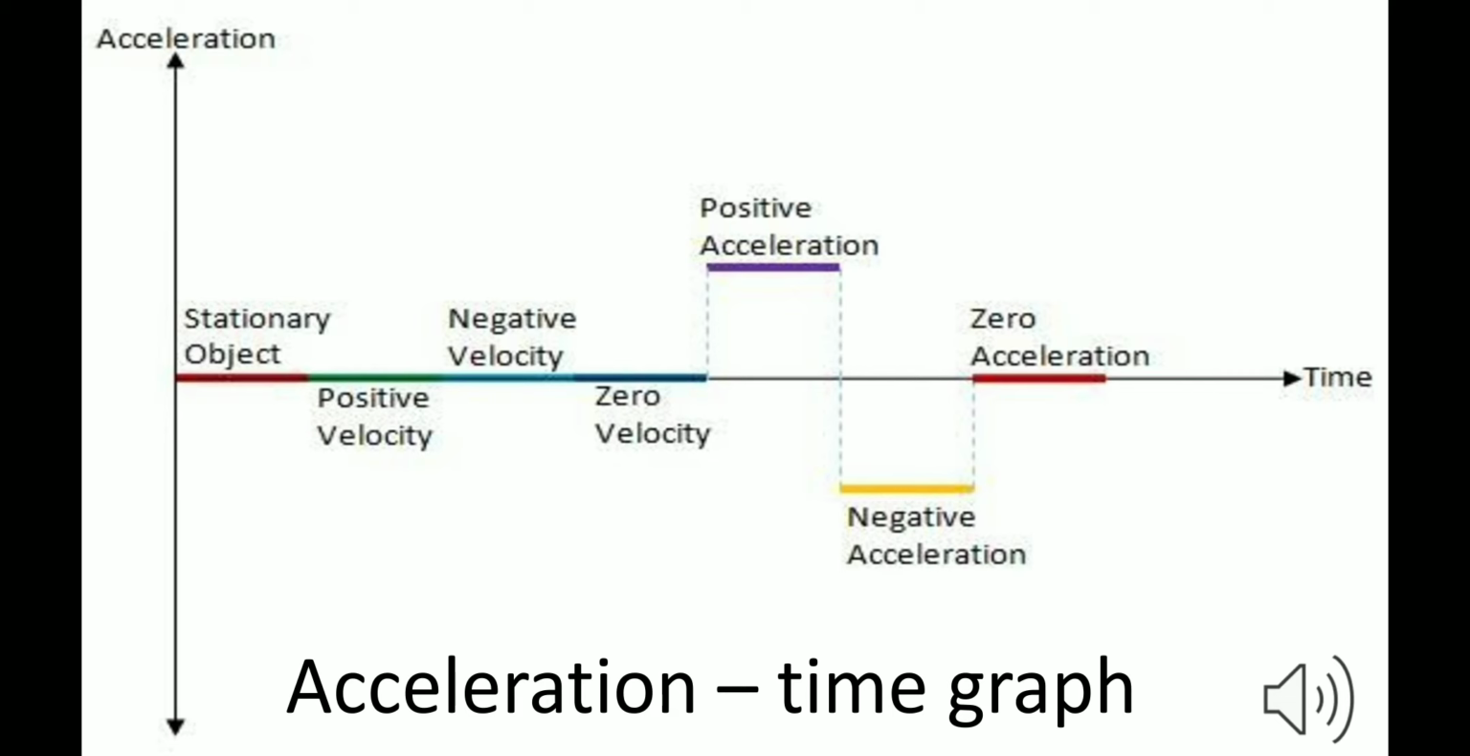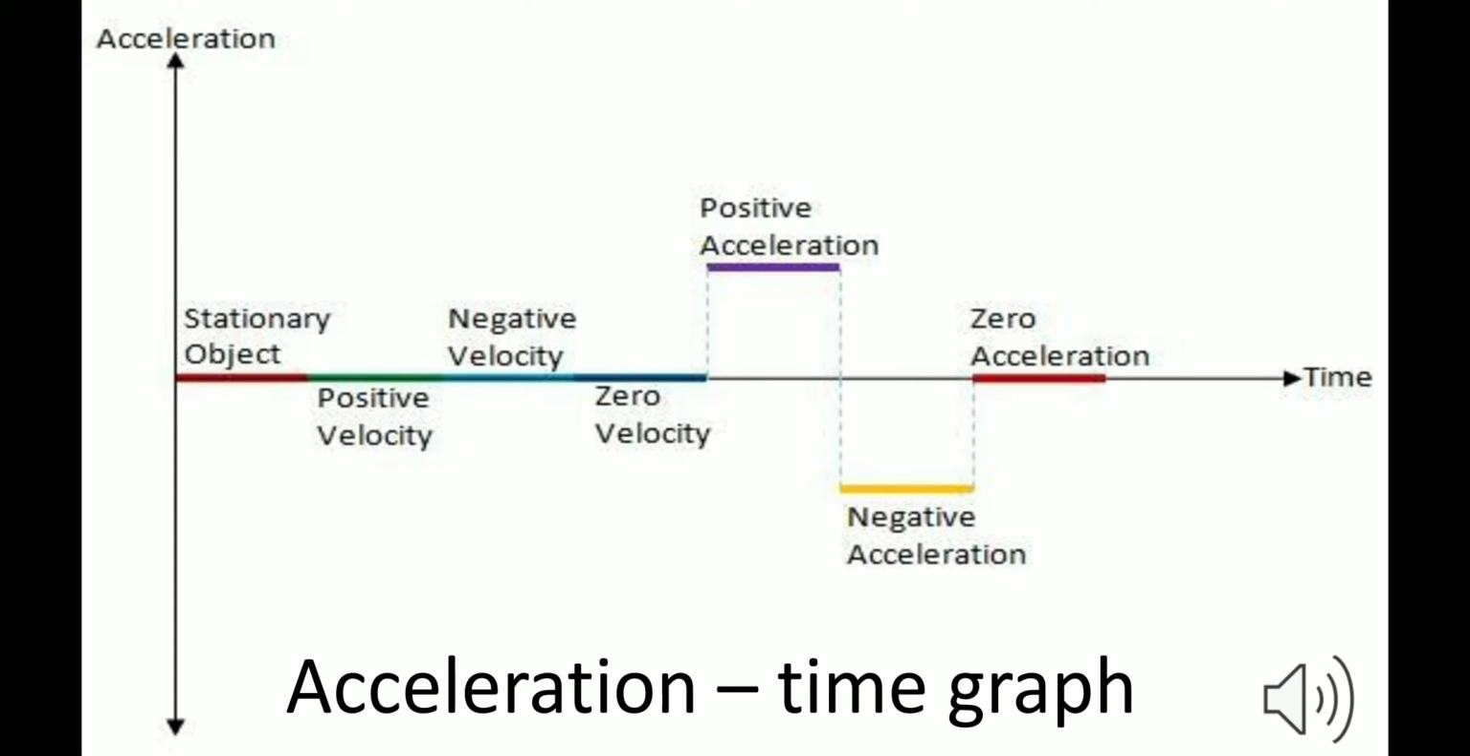Now here we have an acceleration time graph. Obviously time will be on the x-axis and acceleration will be on the y-axis. Now the kind of graph we will get: if the object is stationary, that means acceleration is 0, so we will get the graph as the x-axis itself. The red part is showing the same.